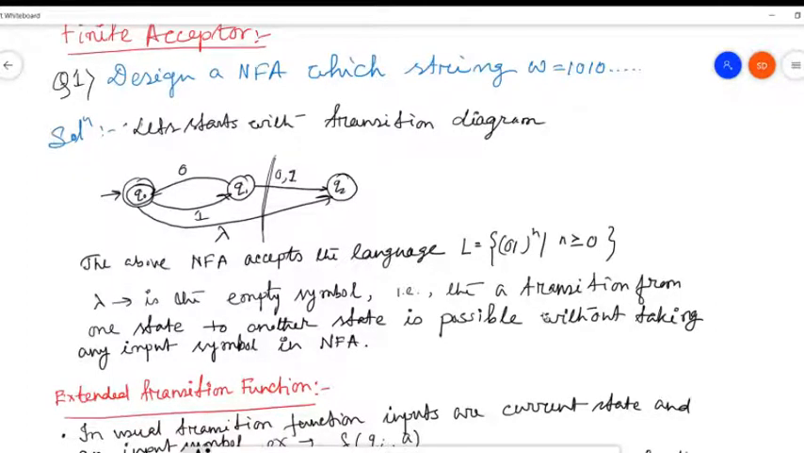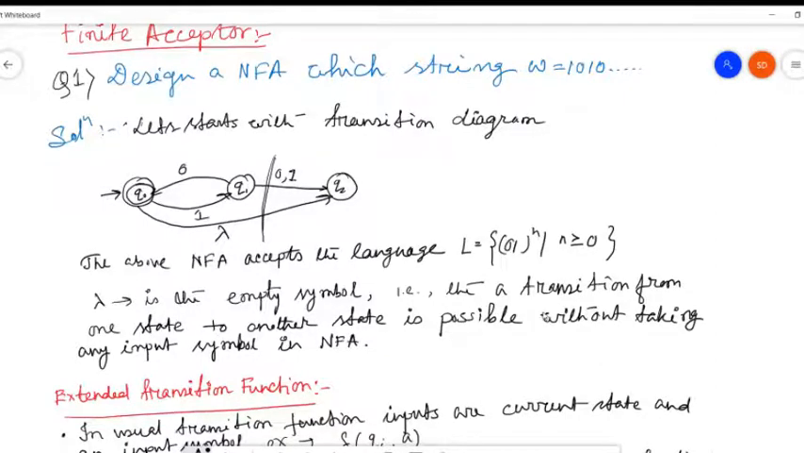So lambda. In an NFA system, we can have a transition without taking any input symbol. That kind of transition is called a lambda transition and is represented by a lambda symbol.